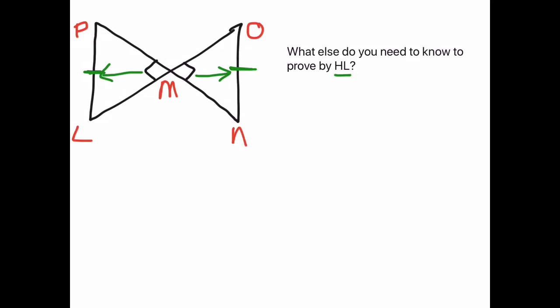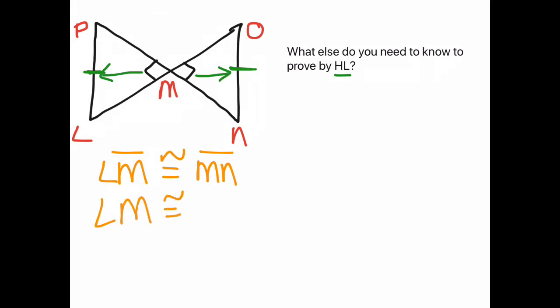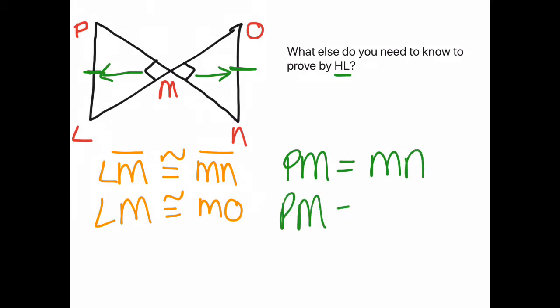So we need a leg of one triangle, maybe LM, and we would need to know if it's congruent to a leg on the other triangle, maybe MN. That would be one thing we could know. We could also say that LM would be congruent to MO. That would also be okay, the other leg of the other triangle. And then our other leg on the left-hand triangle, PM, would need to be congruent to the same thing. Either MN or PM would have to be equal to MO. So those are the things that we would need to know in order to find the leg for the hypotenuse leg. And that's what we need to know to do HL.